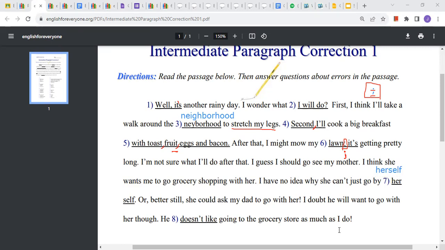Or better still, she could ask my dad to go with her. I doubt he will want to go with her though. He doesn't like going to the grocery store as much as I do. Hella, is this correct? This last sentence, he doesn't like going to the grocery store? لازم بعد الان لا كوركت دكتور It's correct. He does not like going to the grocery store. ما بيحب يروح.